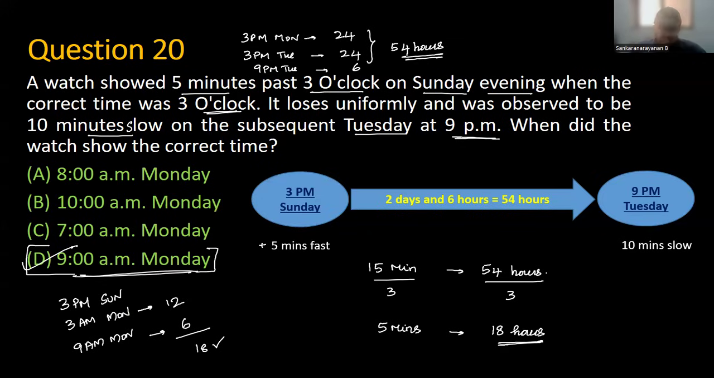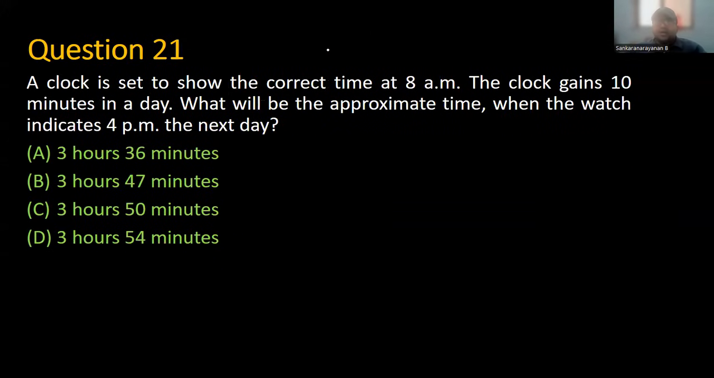And for this question, option D will be the correct answer. At 9 a.m. Monday, this clock would have shown the correct time. Okay. Now, these types of questions are very important. Please make sure that you are practicing them well. Now, look at this question.